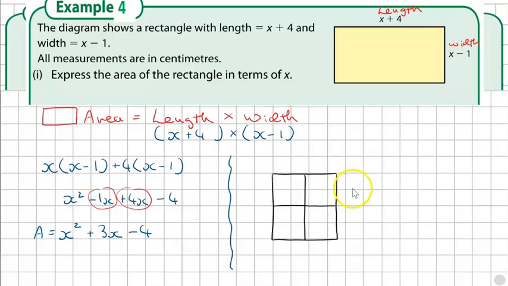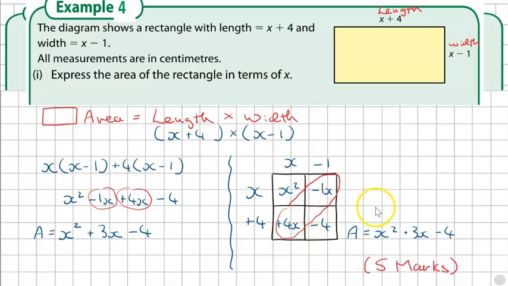We could have used the box or the array method instead. So x plus 4 times x minus 1. So x times x is x squared. X times 4 is 4x. X times minus 1 is minus 1x. And 4 times minus 1 is minus 4. And then we simplify. So we have the area is equal to x squared plus 3x minus 4. So same as we got over here. So you only have to do one of these methods. You pick which one you want. So this is worth 5 marks.